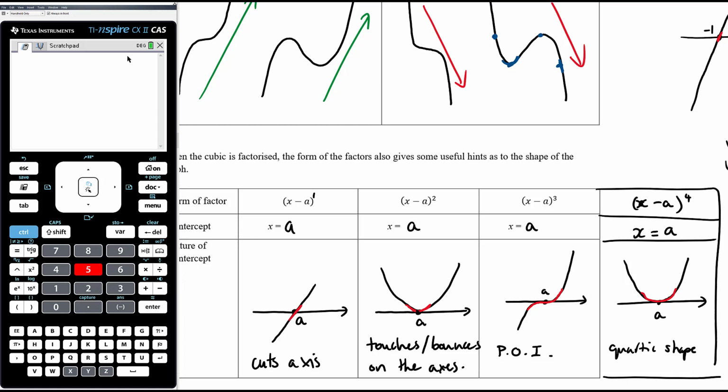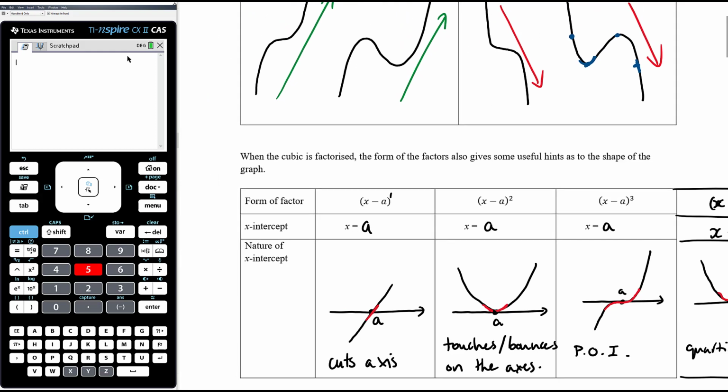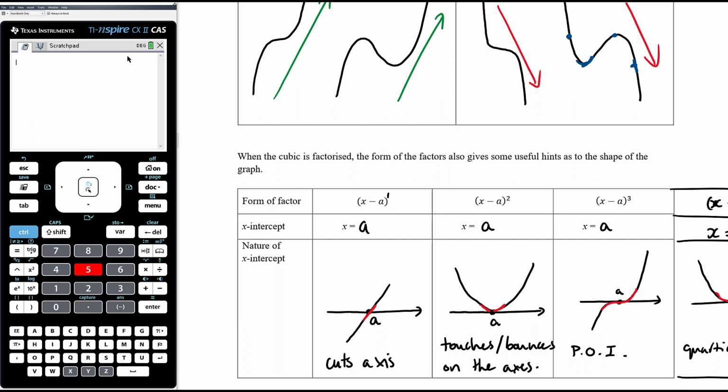And we could extend that out. If we had a factor to a power of 5, it would be the more extreme point of inflection, and it would just start to alternate back and forth between these two shapes, just more extreme as we increase that power. So really, if we're given a polynomial in factorized form, no matter what degree, we now should be able to sketch any polynomial.